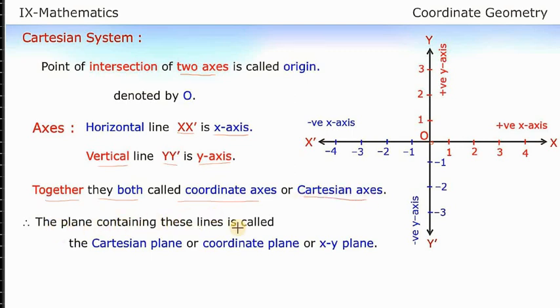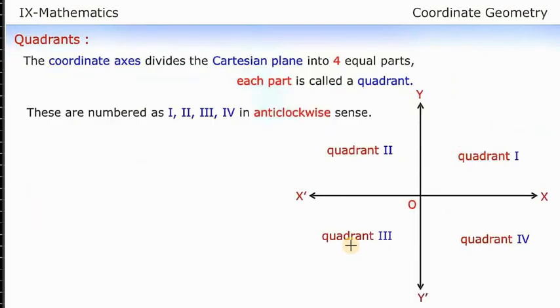Therefore, the plane containing these lines is called the Cartesian plane, or coordinate plane, or xy plane. So we will call this type of plane a Cartesian plane, coordinate plane, or xy plane.